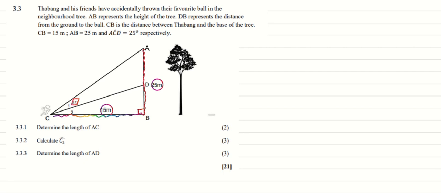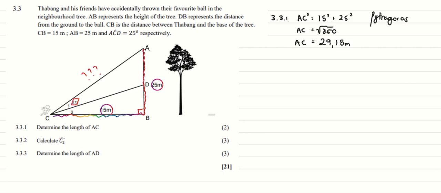So they're asking us to determine the length of AC, which is this one, right? And now that you have this right angle, you can see that AC is your hypotenuse, right? And so to find the length of AC, we just need to do a simple substitution of values. Okay, so the length of AC is calculated to be 29.15 rounded off to 2 decimal places.